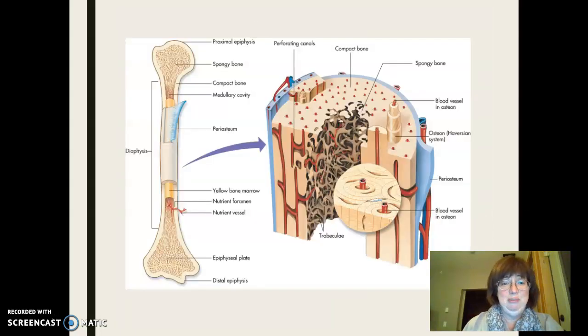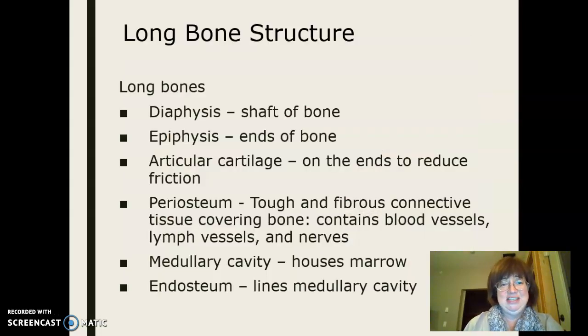And then when you look at bone structure, you've got the diaphysis and the epiphysis. The dia means through, like diarrhea goes through you, so that's the part that goes through the middle of the bone. Epi means on top, so that's at the end of bones.